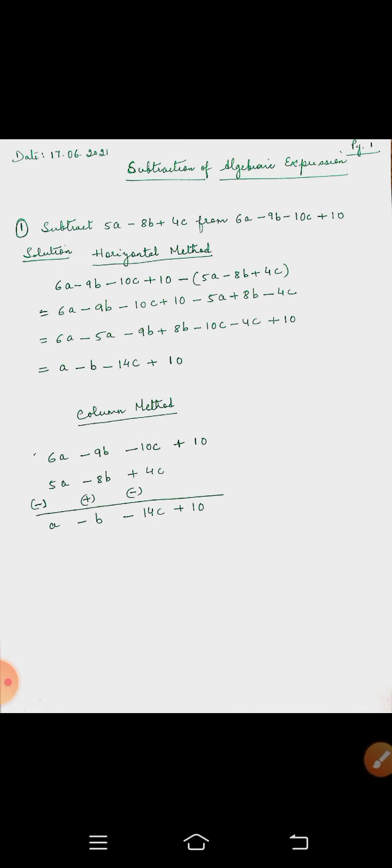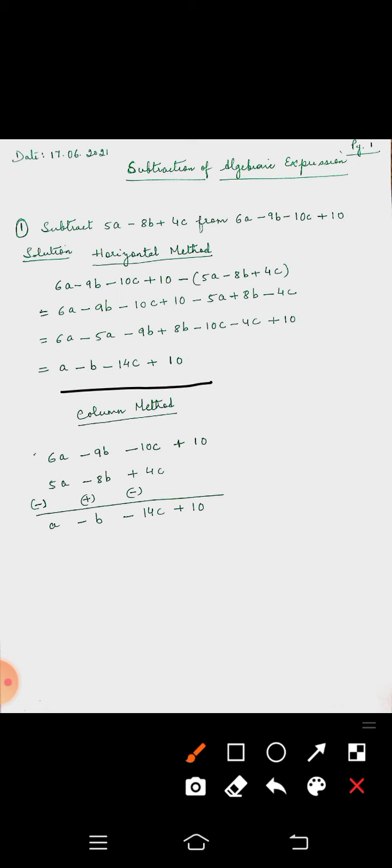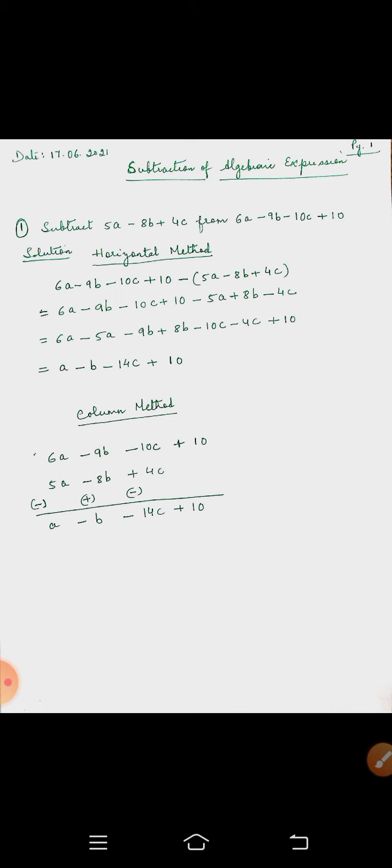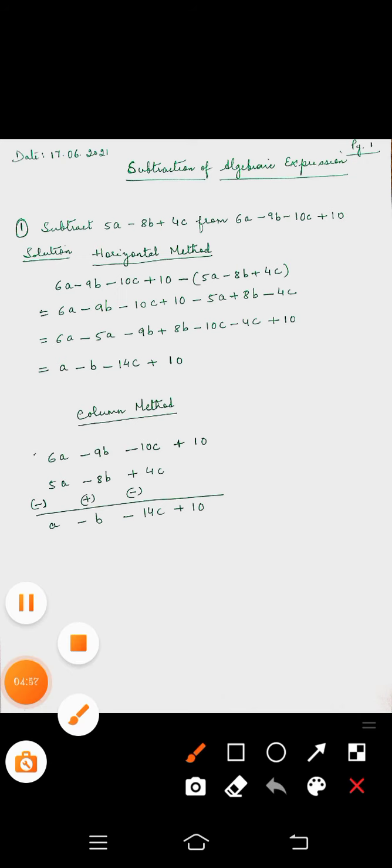You see the answer is the same in either the column method or the horizontal method. Students, I would advise you to follow the column method. This will be easy to calculate and you will have a better understanding.